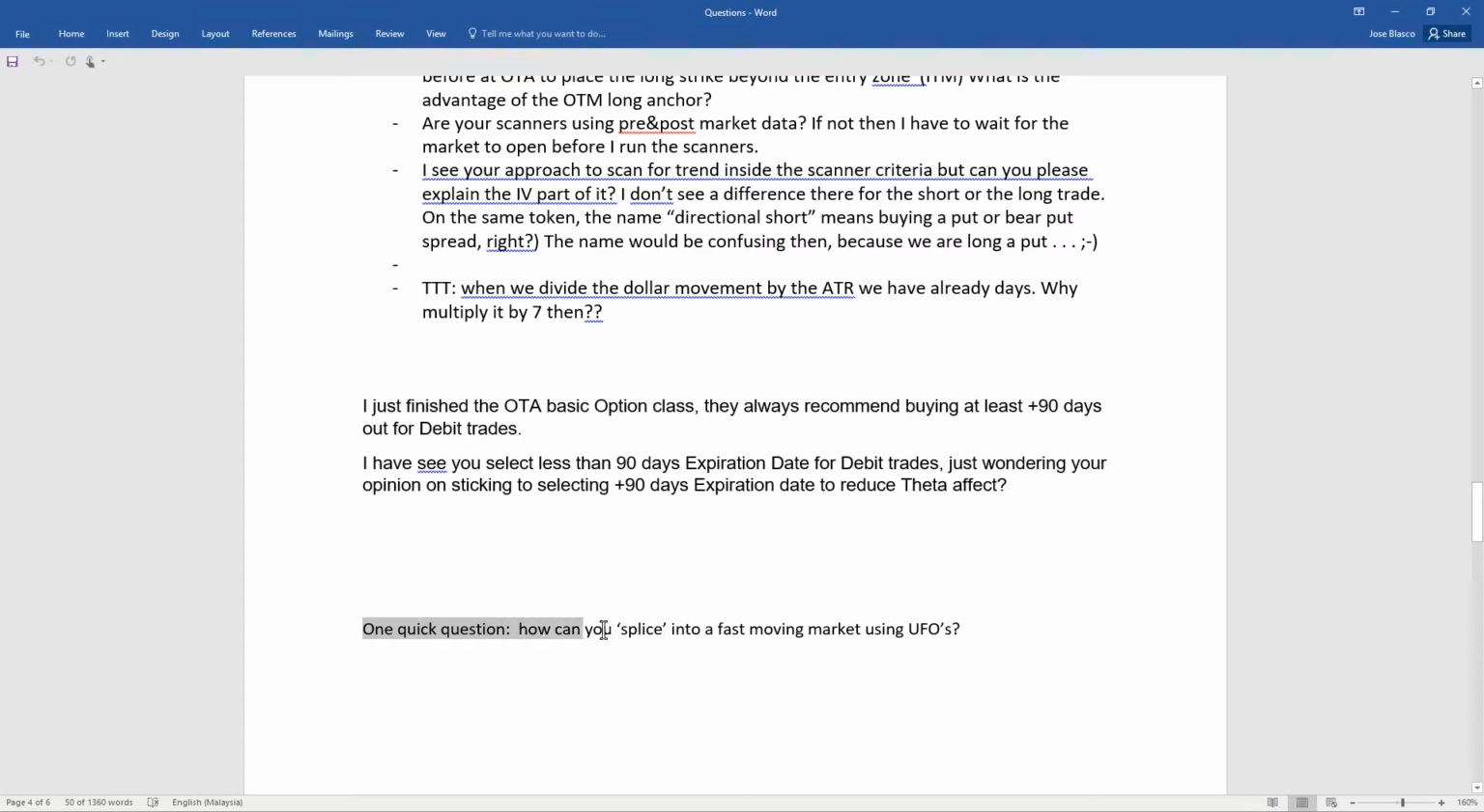One quick question: how can you splice into a fast-moving market using UFOs? The answer is patience. I know that for some of you, this is not what you wanted to hear, but that's what it is. If our market is moving fast enough where price is never retracing back to the 15 moving average, you wait. That's it. And while you wait, you go trade another market.